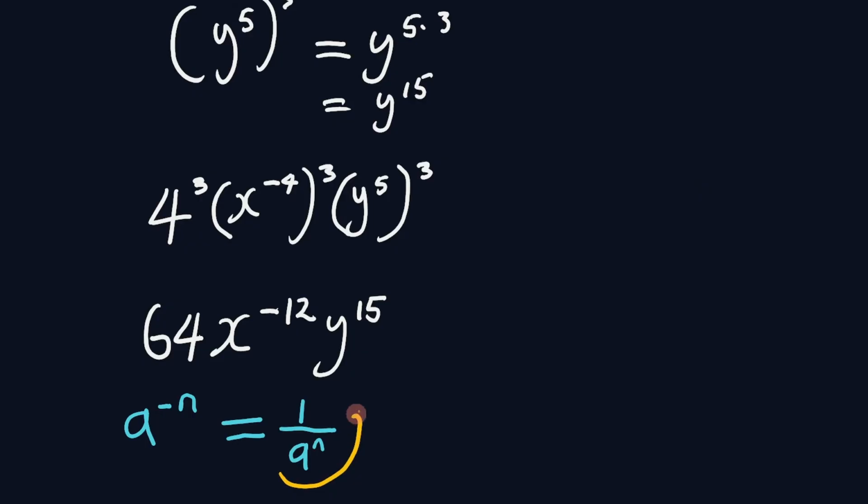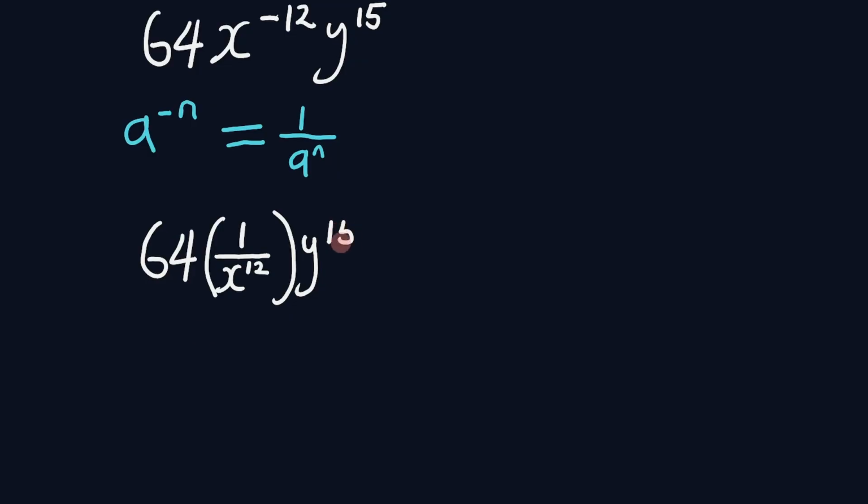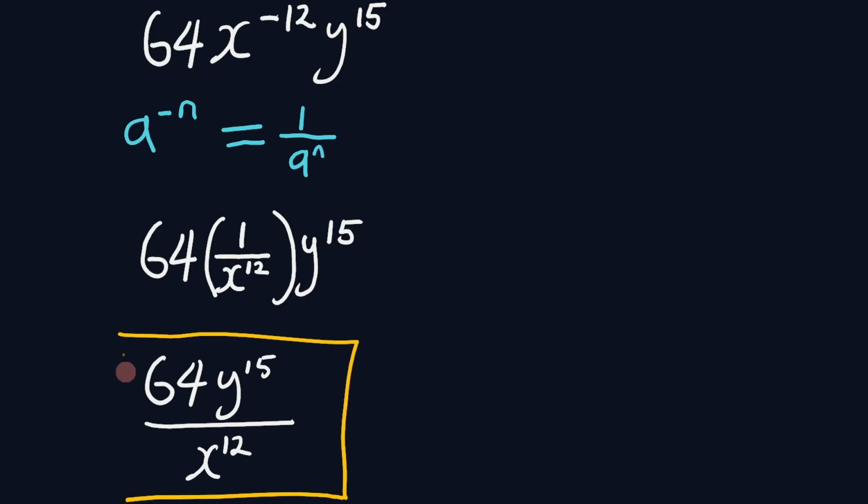So we'll apply this here. The question will now be 64. x exponent negative 12 is the inverse of x to the power of 12, that is, 1 over x exponent 12. We'll bring down our y exponent 15. To expand this further, this will be 64 multiplied by 1 multiplied by y exponent 15, all divided by x exponent 12. So this will be 64 y exponent 15 all over x to the power of 12. And this is our final answer.